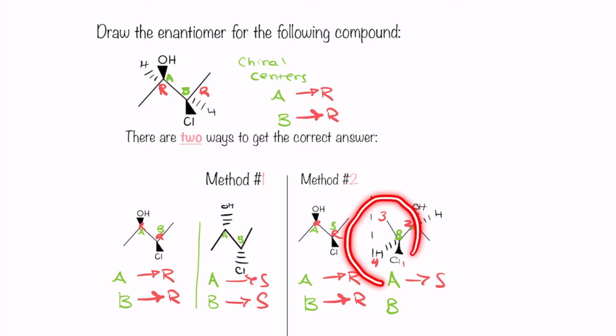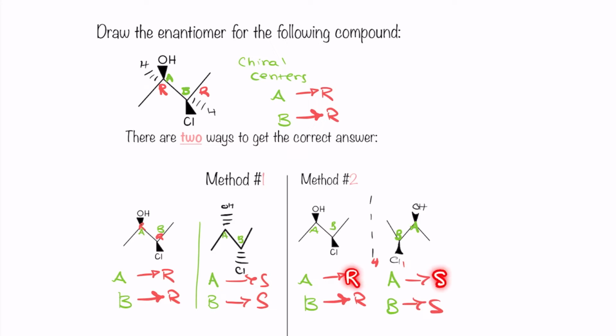Now if we map out that direction, we see that we are going in a counterclockwise direction yet again. Counterclockwise means that we have an S configuration. So this is going to have a configuration of S. And now we see that we've successfully drawn the enantiomer for this compound by drawing its mirror image, because the chiral centers flipped from R to S while maintaining connectivity to the same atoms for each chiral center.